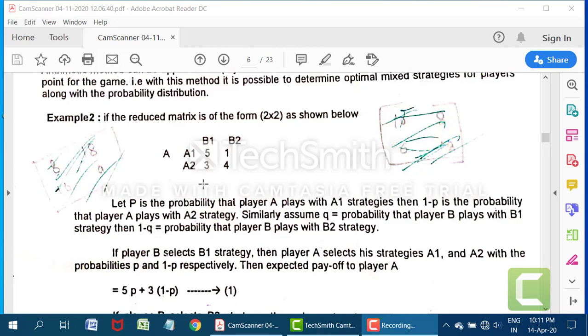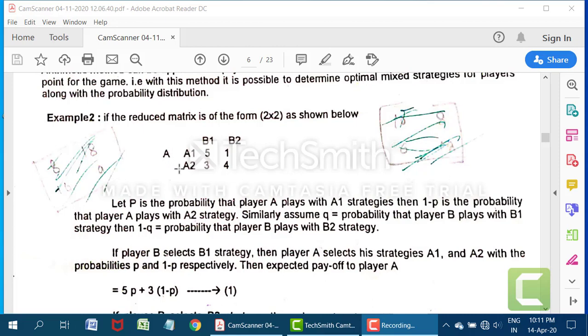What will be the expected gain to the player A? 5 into P probability. What is the probability that A1 will be getting 5? Certainly if he plays with A1. No, there is no certainty. What is the probability that he is going to play with P? P. So 5 into P. That is the expected payoff when he plays with the A1 strategy.